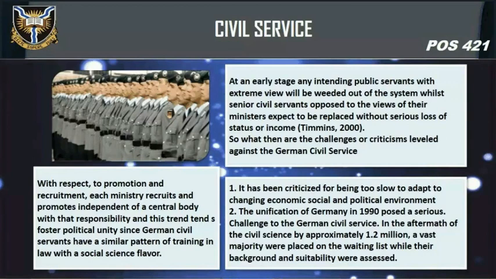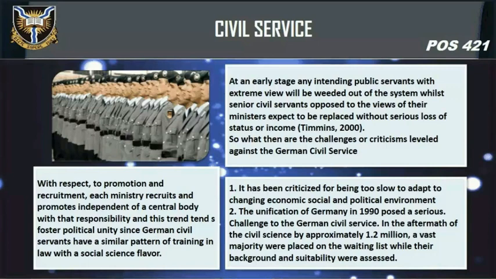With respect to promotion and recruitment, each ministry recruits and promotes independent of a central body with that responsibility, and this trend tends to foster political unity, since German civil servants have a similar pattern of training in law with a social science flavor. At an early stage, any intending public servant with extreme views will be weeded out of the system, while senior civil servants opposed to the views of their ministers expect to be replaced without serious loss of status or income.